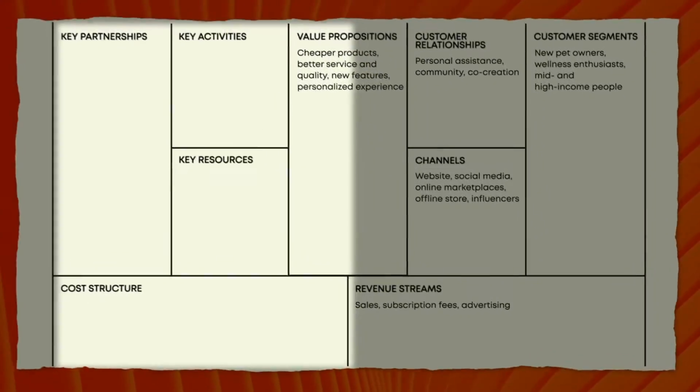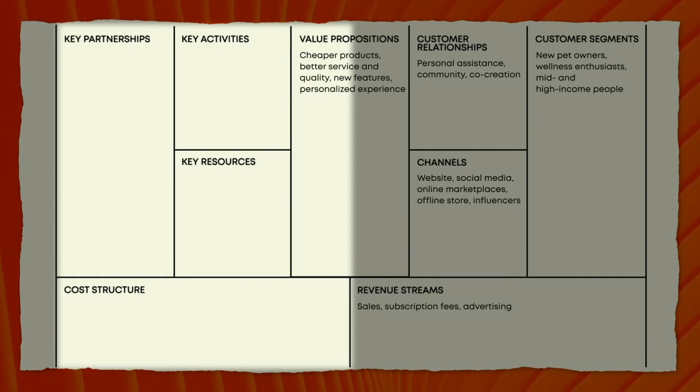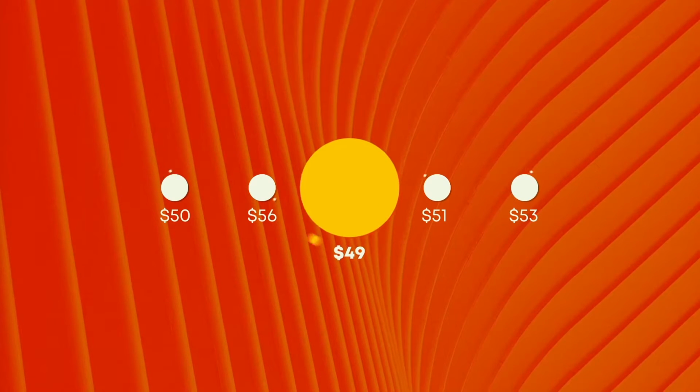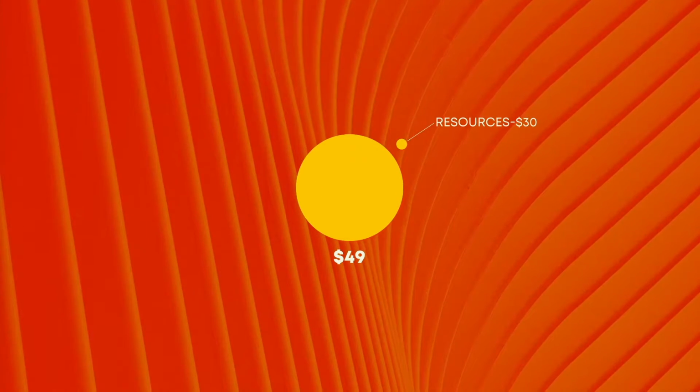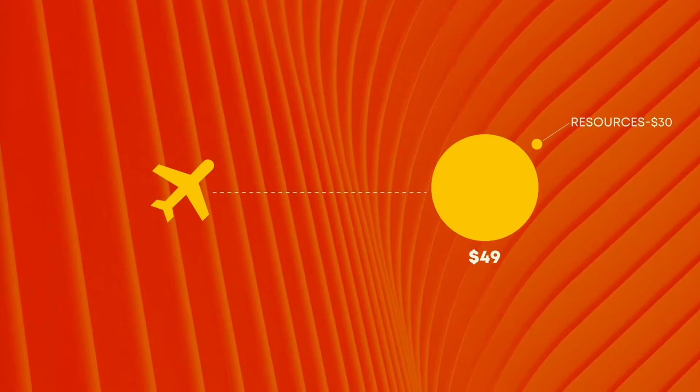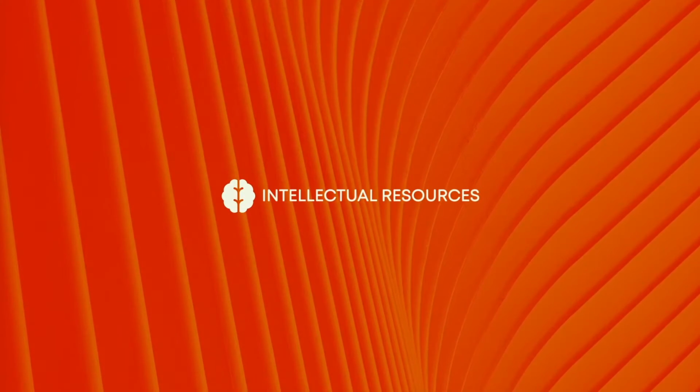And this is where we transition to the left part of the canvas. How does your product work? If you're one of the many distribution channels, you have to set up the lowest price, but then the cost of resources should be low as well. In the case of booking websites, those are rates that are exclusively negotiated with airlines. Those are called intellectual resources.